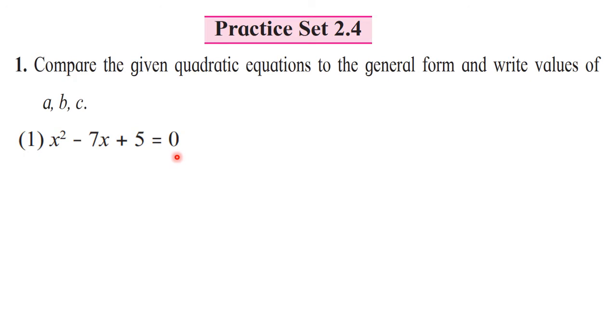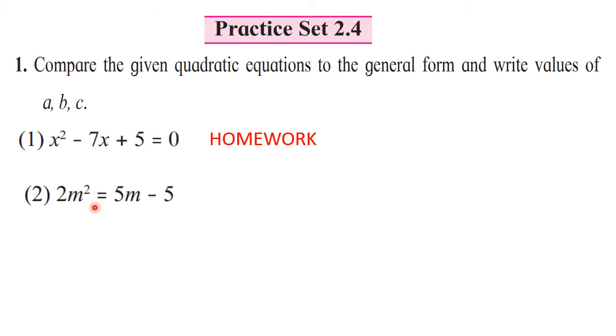So easily, by comparing with the standard form, that is ax square plus bx plus c is equal to 0, you can write a is equal to 1, b is equal to minus 7 and c is equal to 5. So this sum you solve by yourself as homework. Mark this sum as homework, because it was very easy and it is similar to the sum which we have solved in practice set 2.1. Now let us go towards the second question.